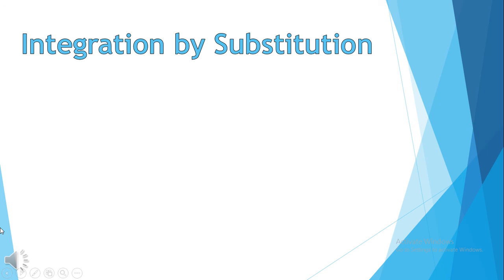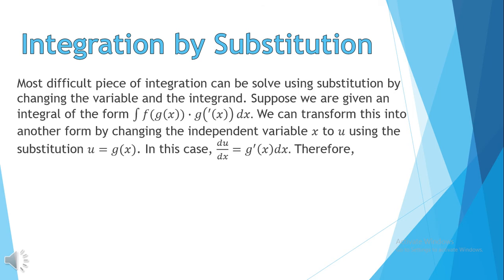Week 2, last 4. The substitution rule. Integration by substitution. Most difficult pieces of integration can be solved by changing the variable in the integral. Suppose we are given an integral of the form integral f of g of x multiplied by g prime x dx. We can transform this into another form by changing the independent variable x to u using the substitution u is equal to g of x, in which case du over dx is equal to g prime x, so du equals g prime x dx.